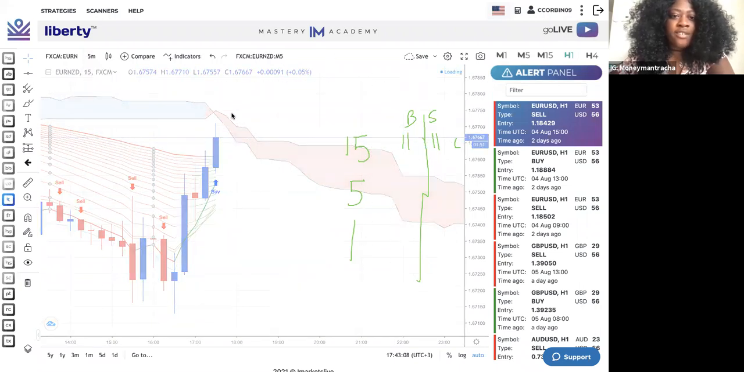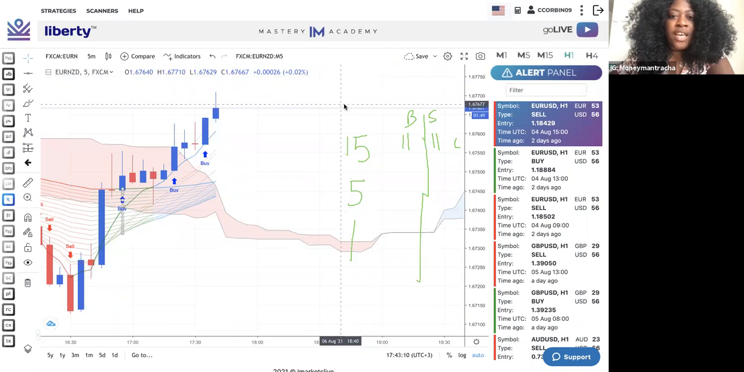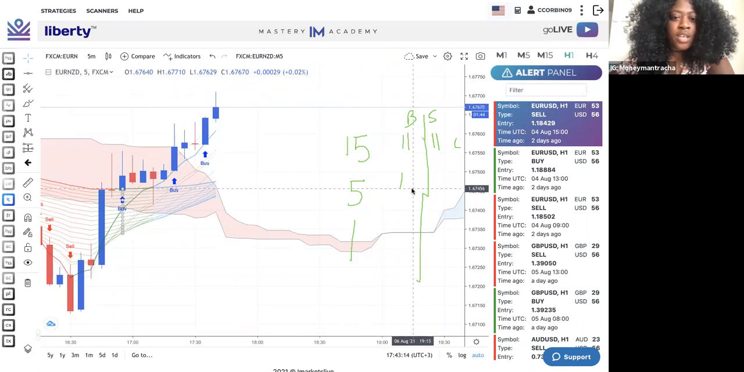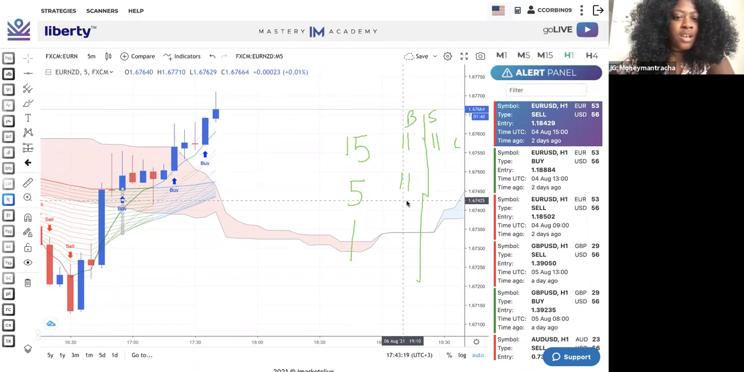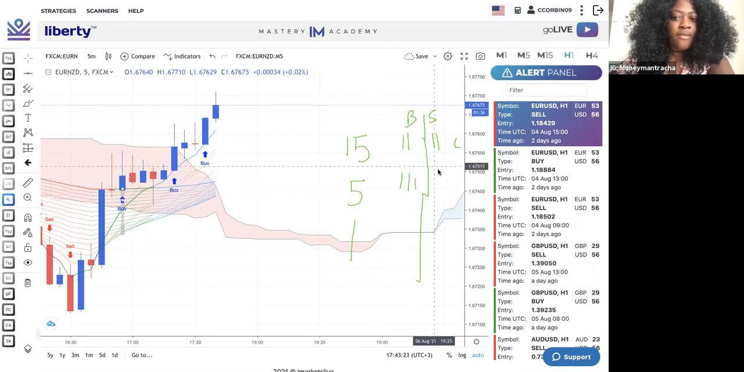So now let's take it down to the five and ask ourselves the same exact questions. What color is the current candle? It's blue. Is the candle above or below the web strings? It's above. Is it above or below the clouds? It's above. And what color is the cloud forecasted? It's forecasted red. So in the 5 minute, we could probably go for a buy, right?